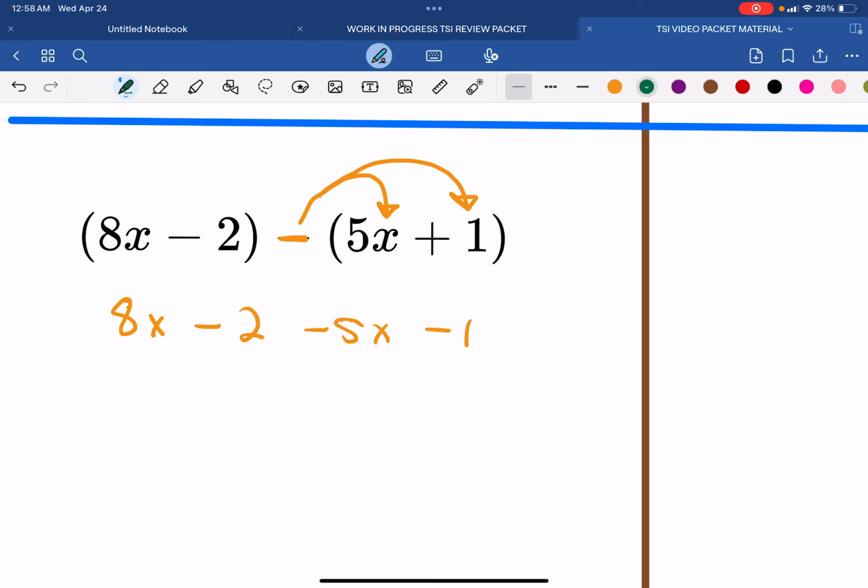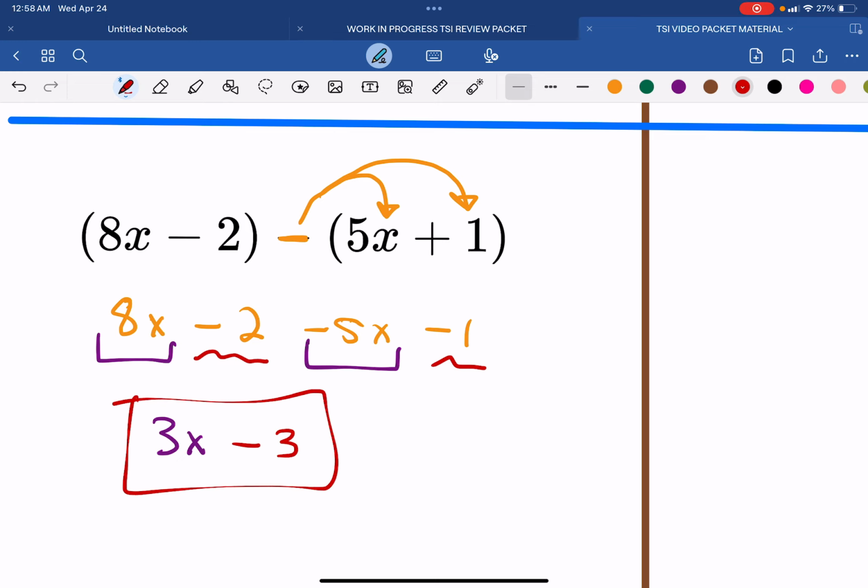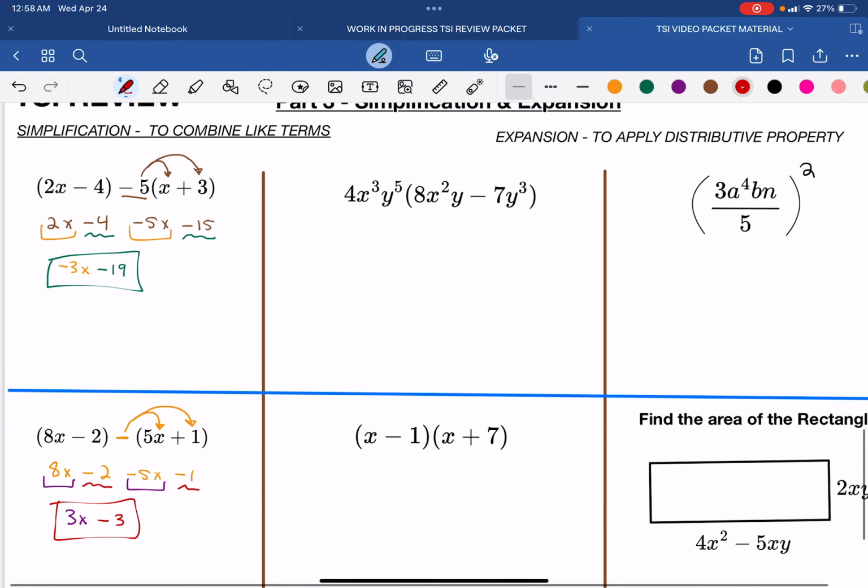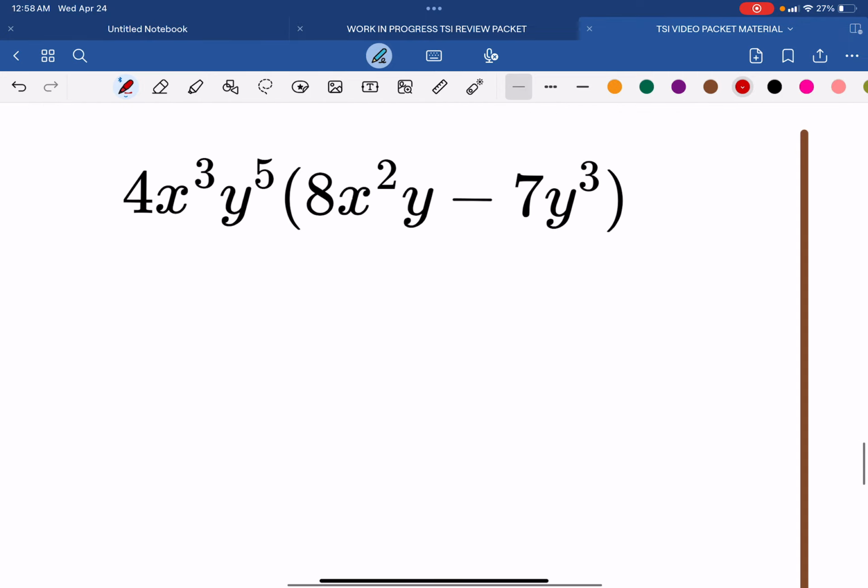Combine like terms once again. 8x, I combine with -5x, that is 3x. And then -2, I combine with -1, -3. That's my final answer. So you've done this before? Here we go.